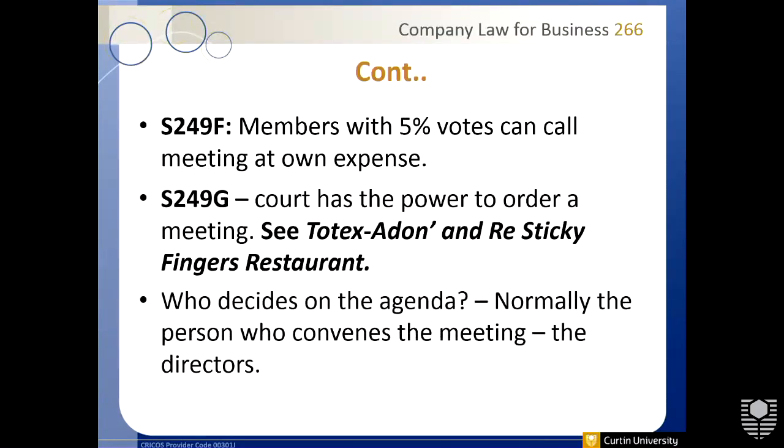Under section 249F, members with 5% of votes can call a meeting at their own expense. 249G, the court has the power to order a meeting, right? And who decides on the agenda of the meeting? So I'm calling the meeting. Who decides on the agenda? The person who calls for the meeting can determine the agenda of the meeting, all right? Or directors.